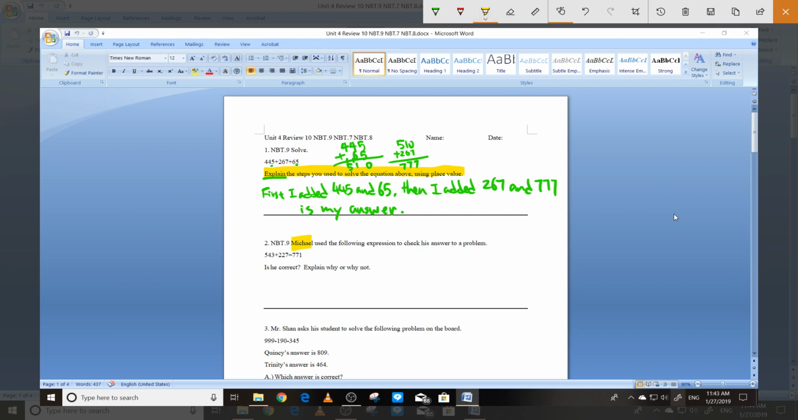Number two says, Michael used the following expression to check his answer to a problem. Is he correct? Explain why or why not. So first thing I'm going to do is just actually add this, okay? If I was adding that, 543 plus 227, 3 plus 7 is 10, 4 plus 2 is 6, plus 1 is 7, 5 plus 2 is 7. The answer is 770. Is that the same as 771?